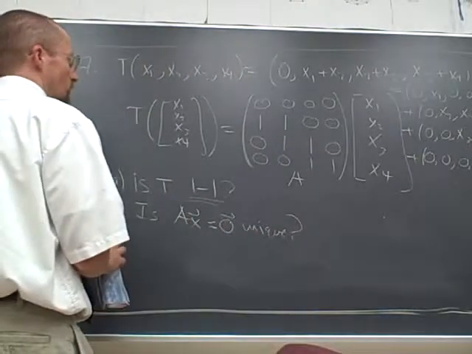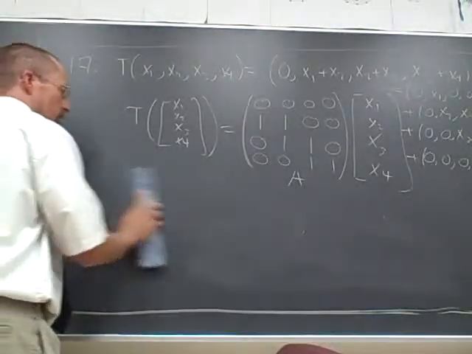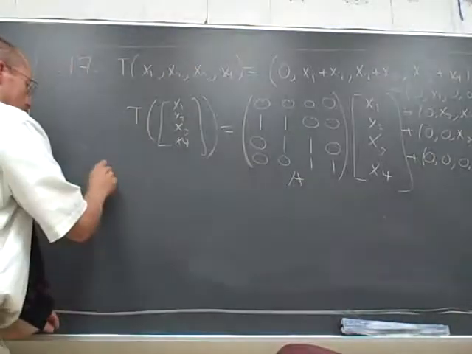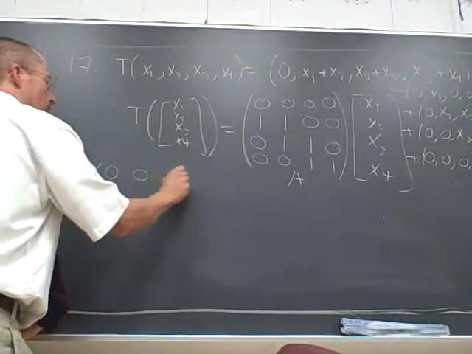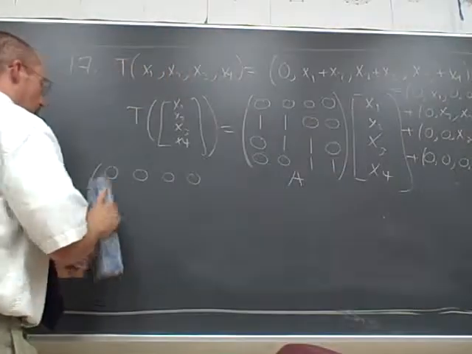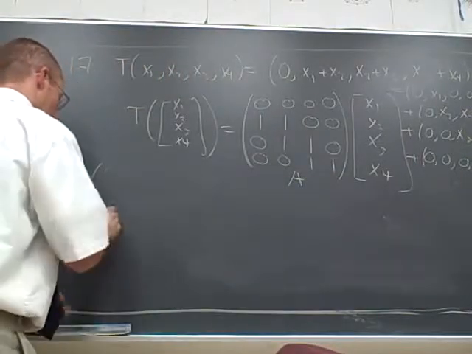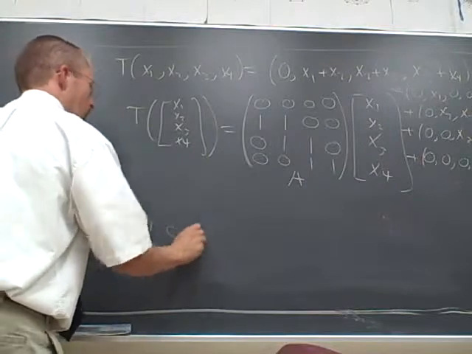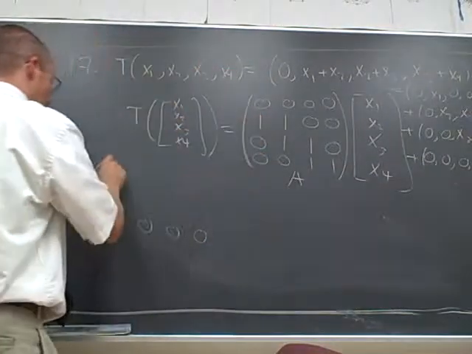Let's see, I don't have a lot of room here. I'll have to erase that, I'm sorry. But we're trying to find out if it's unique. And let's go ahead and do a row switch. Put that at the bottom, because we don't like zeros at the top. And I'm going to move everything else up.